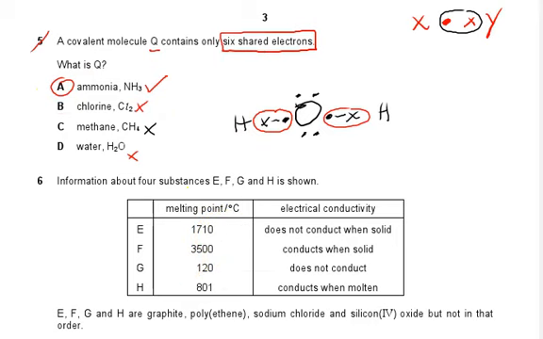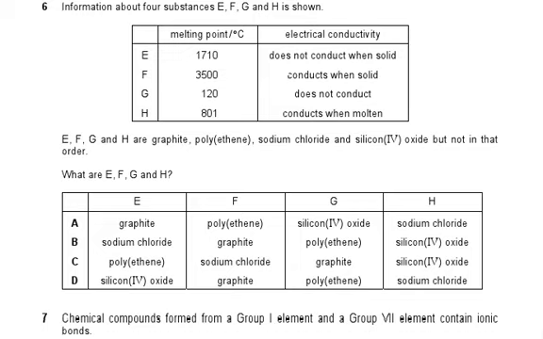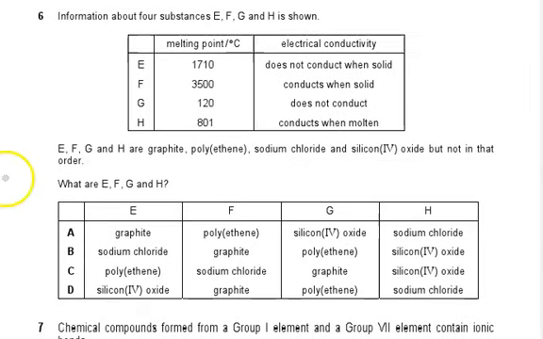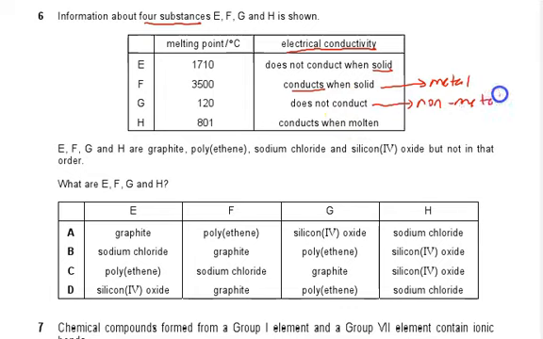Now let us move to question number 6. Information about 4 substances E, F, G, H is shown, and this is the melting point and electric conductivity. If it conducts when solid, this is a metal. Look at G, it does not conduct, so it should be a non-metal substance. It conducts when molten. Now it does not conduct when solid.